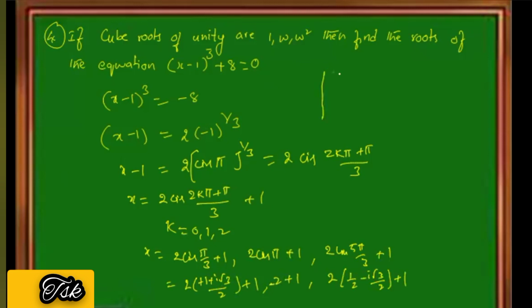Therefore, x values are, these two get cancelled, 2 plus, this is nothing but omega square. 2 omega square is nothing but minus, what is the value of omega? Omega is minus 1 plus i root 3 by 2. This is minus omega. So the last value is minus 2 omega plus 1, the first value is minus 2 omega square plus 1, and the next value is minus 1. These are the three roots in terms of omega.